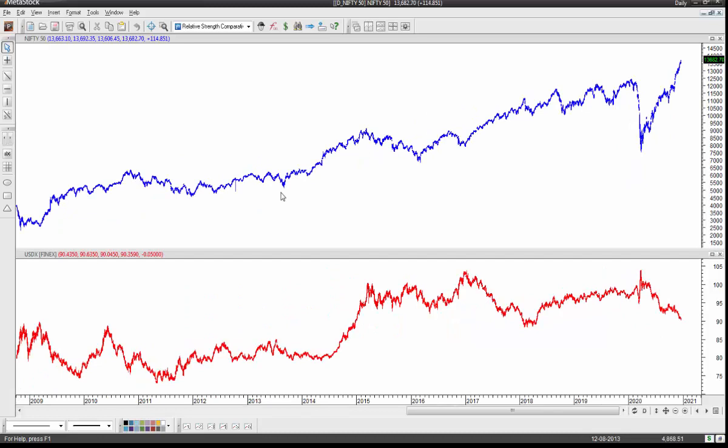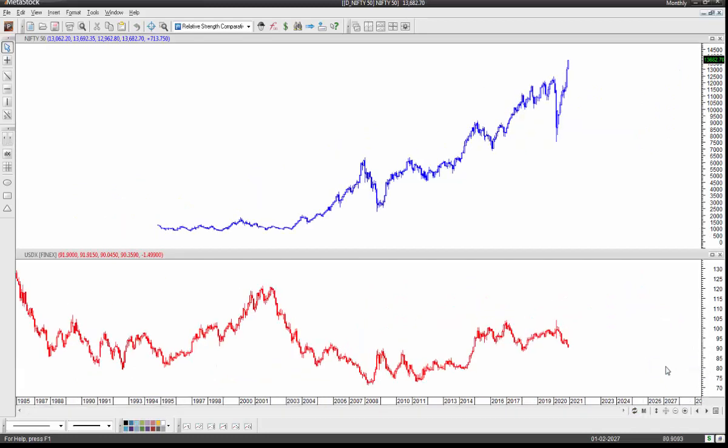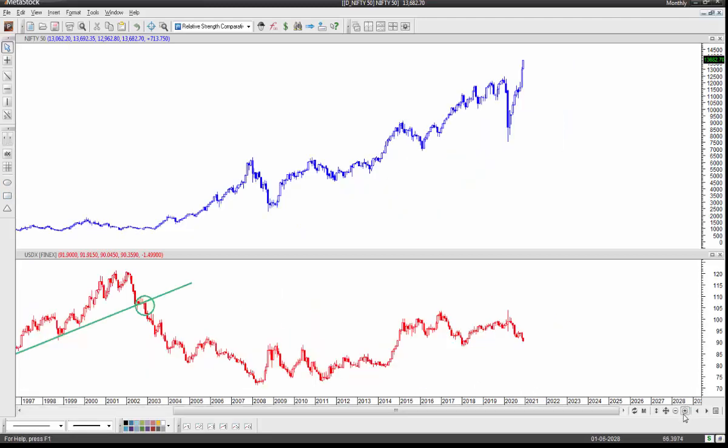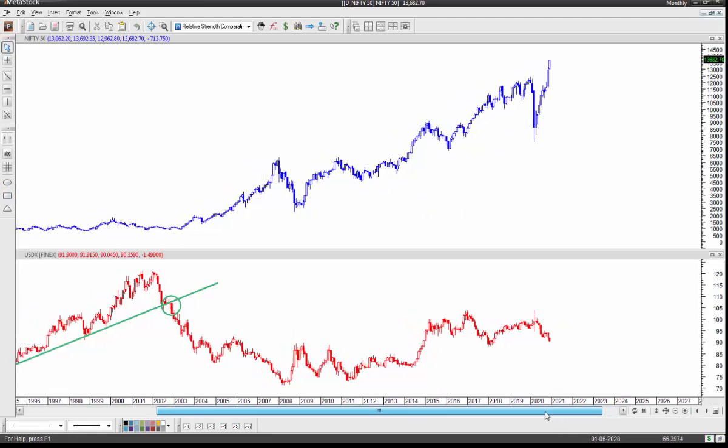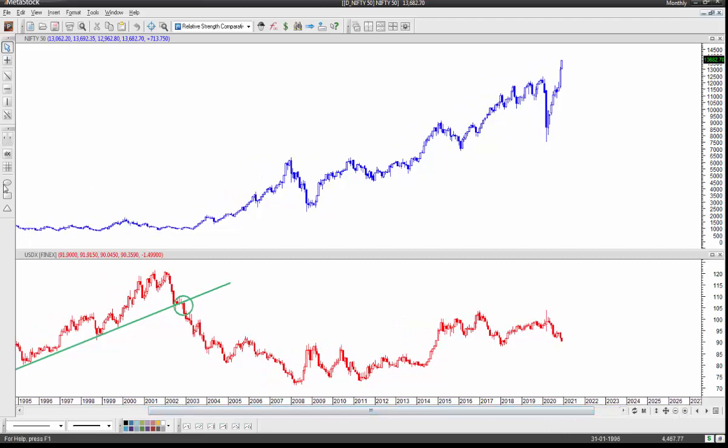So what we'll do now is look at the long-term monthly chart of the dollar index and try to compare it with the Nifty. So this is where it gets very, very interesting. This is where the big breakdown happened on the dollar index back in 2003. All right. So this was the turning point for the markets, for Nifty, in 2003 roughly.